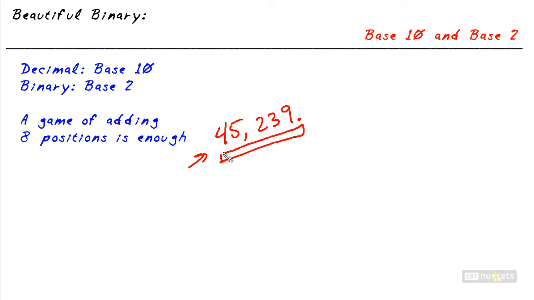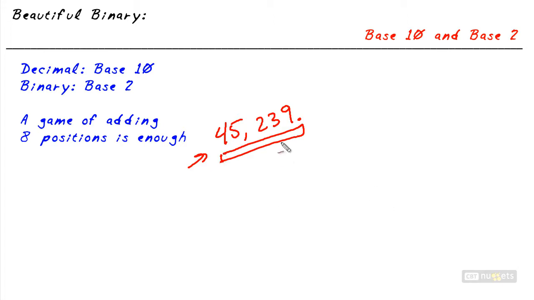Now you might be saying, well, Keith, this is really obvious. It's 45,239. That's the number. And how did you get that so quickly? And the reality is because we've been using base 10 numbering system for all of our lives. It goes something like this.